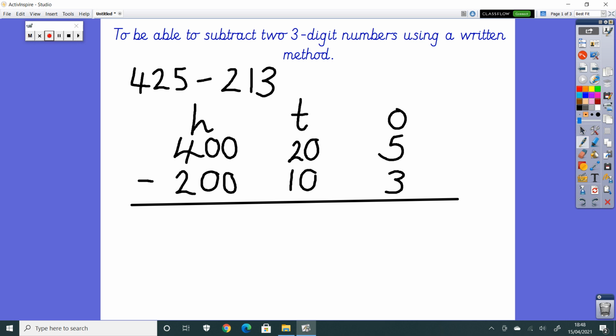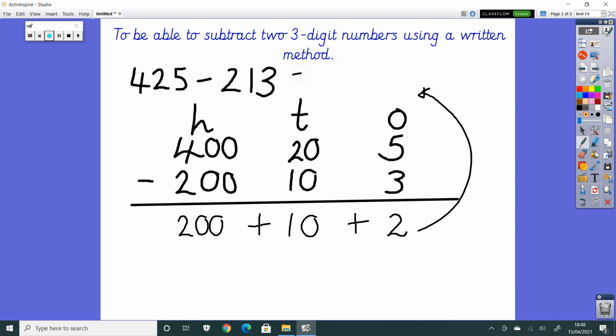So we've got 5 and we want to subtract 3 from that 5, so we get an answer of 2 there. Moving on to the tens, we've got 20 and we want to subtract 10, so we're left with 10. And then 400 subtract 200, we're left with 200. And we put these final values back together, and for this calculation we get a final answer of 212.